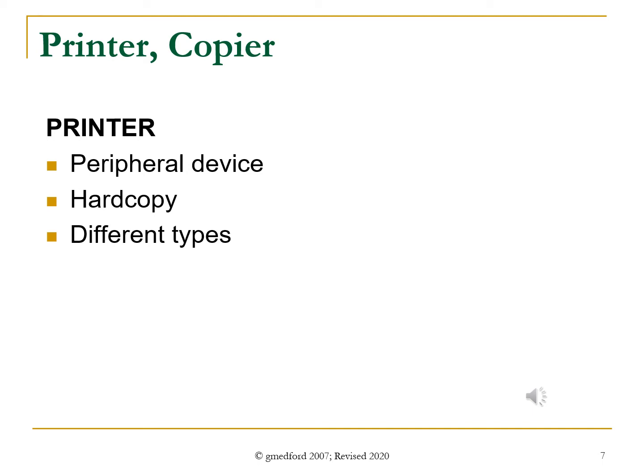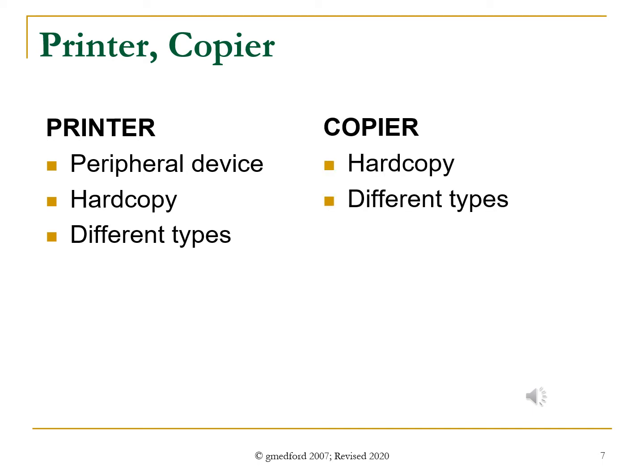Another hardware resource used by the accounts office is the copier. Copiers also produce hard copies of accounting documents. There are different types of copiers. In the accounting office, both printers and copiers are used to produce hard copies of accounting documents.